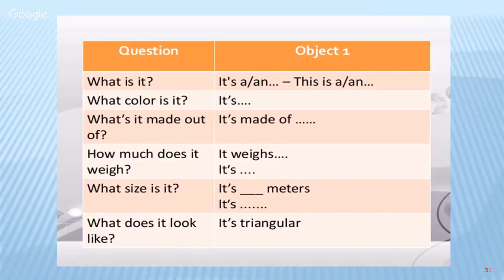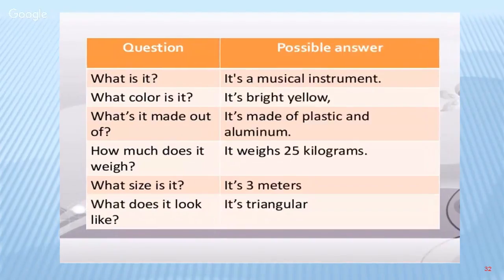Whichever object you are describing, ask yourself questions like these. As soon as you ask what is it, you can write the first sentence. What color is it? What's it made out of? It's a musical instrument. It's bright yellow. It's made of plastic and aluminum. It weighs 25 kilograms. It's 3 meters. It's triangular. So you got all your answers in this.